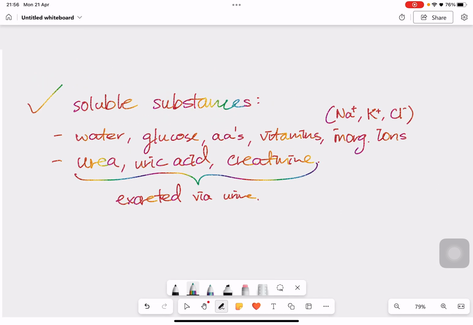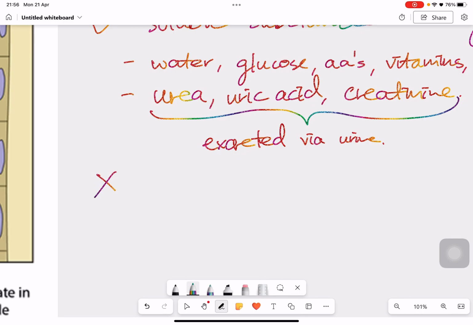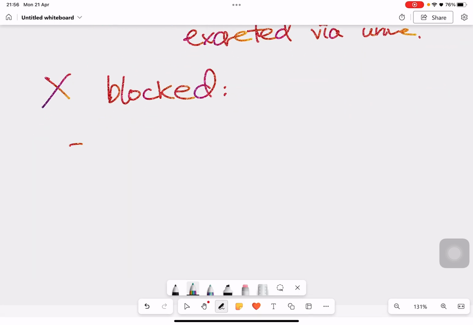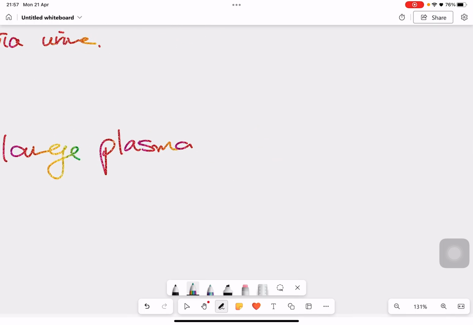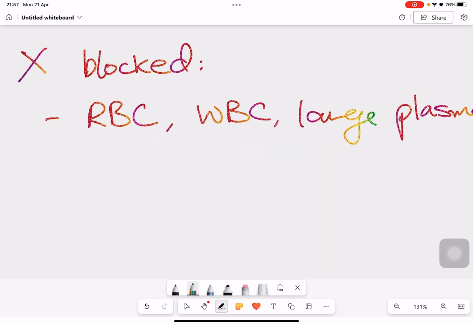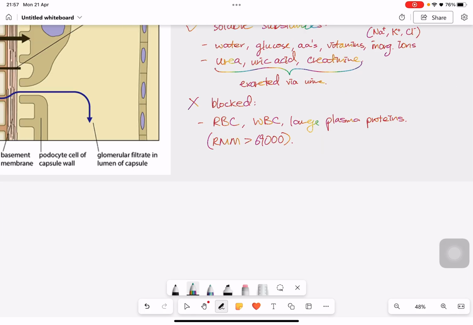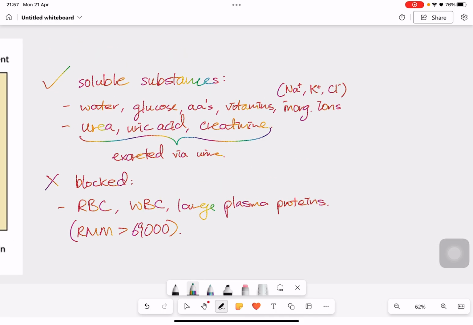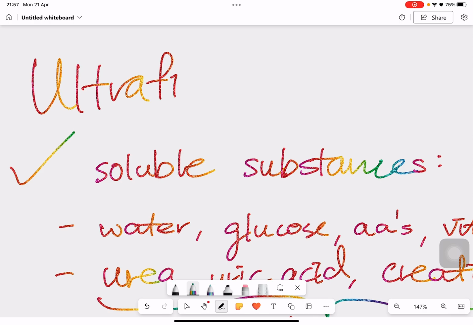So essentially what ultrafiltration does is that we don't want certain substances to enter the kidney. So certain things are blocked in ultrafiltration itself. These are red blood cells, white blood cells, and large plasma proteins. So essentially, anything that's larger than a relative molecular mass of 69K will be blocked. Okay, that's pretty much it. I'm going to write on top. This is called ultrafiltration.